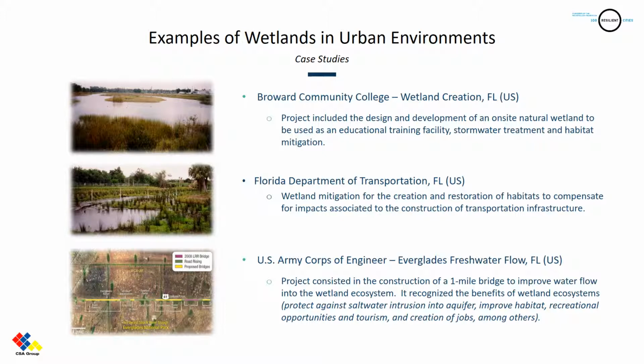So the benefits, or the functional values, of the Everglades were recognized for that region, and that's why they decided, in coordination with other agencies, to remove 1 mile of the existing road and turn that into a bridge to let the water flow under the bridge and restore the natural flow of the Everglades. That brought some immediate benefits, such as protection against saltwater intrusion into the aquifer, improved habitat, recreational opportunities, and tourism, and the creation of jobs, among others.